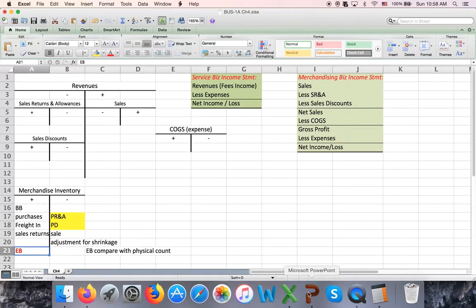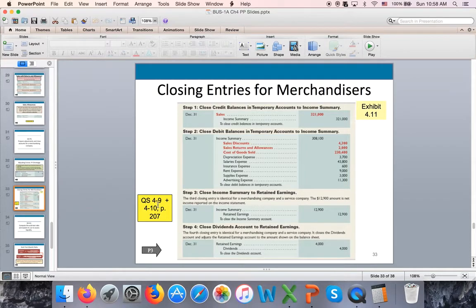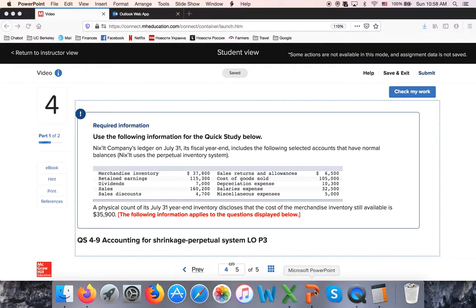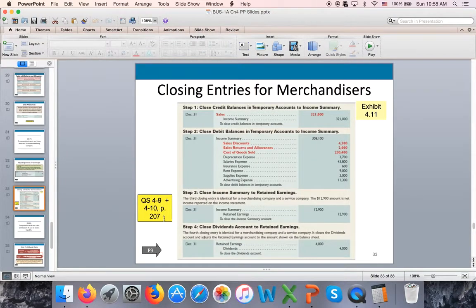So let me show you an example. It would be Quick Study 4-9, and that will later lead us to the closing entries. So Quick Study 4-9, and it's on page 207.